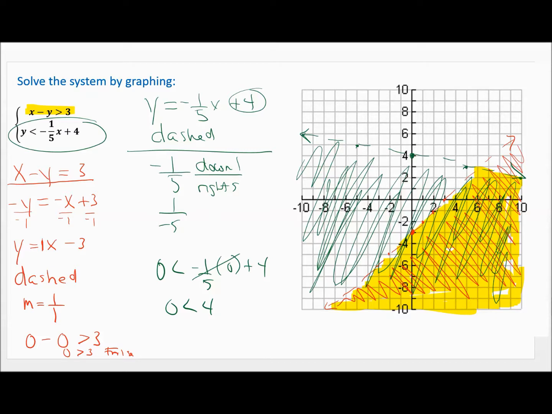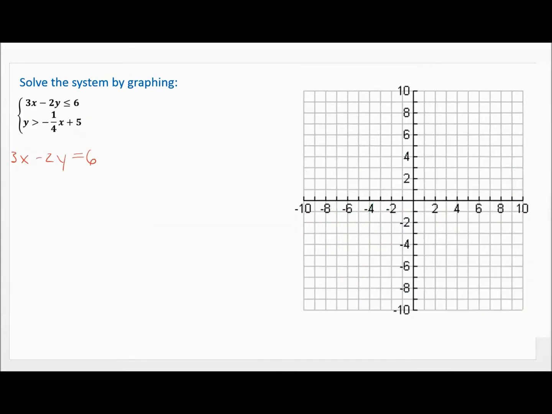Okay, let's try another one. Alright, so if the video did weird there for you just a minute, and my screen messed up, so I had to get back to it. I apologize. Now, I'm working on my first inequality. I made it in equals. Okay, and this is what I'm attempting to graph.